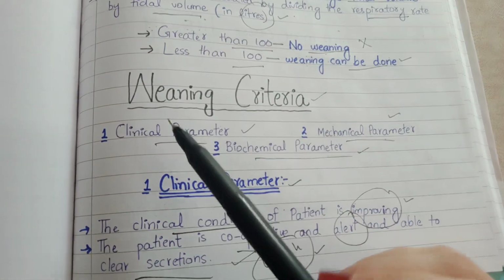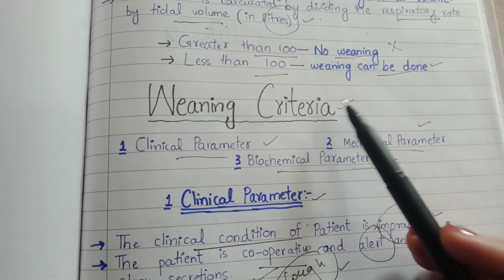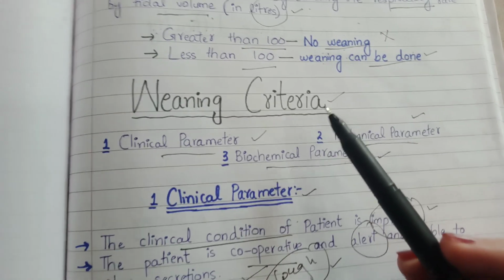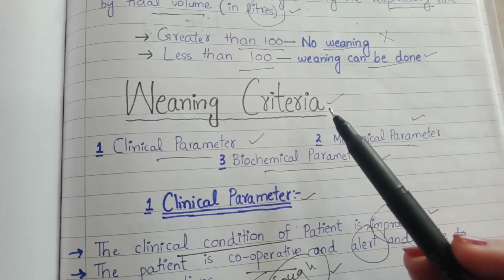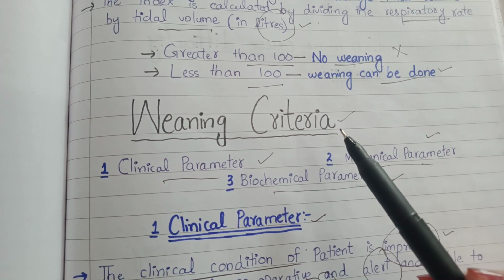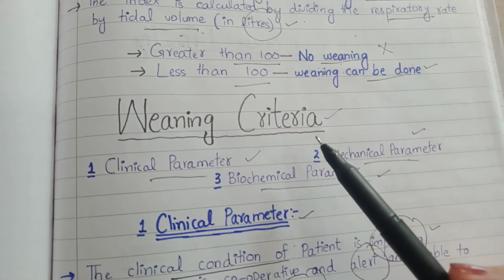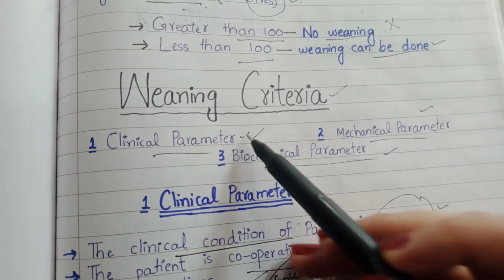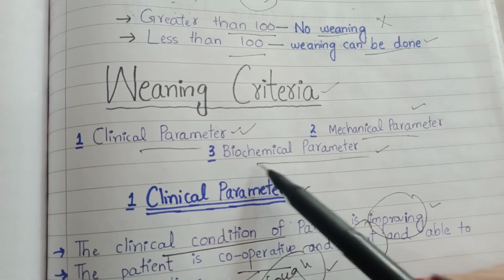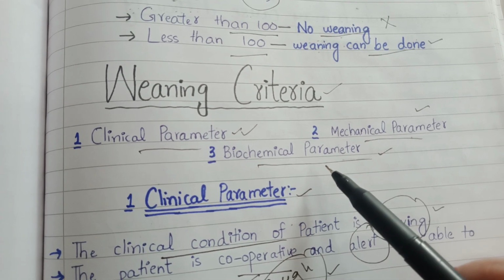There are three criteria for weaning. If the patient meets these criteria, then we will perform the weaning of the patient, and if the patient doesn't meet these criteria, then we will never perform the weaning of the patient. There are three criteria: number 1, clinical parameter; number 2, mechanical parameter; and number 3, biochemical parameter.